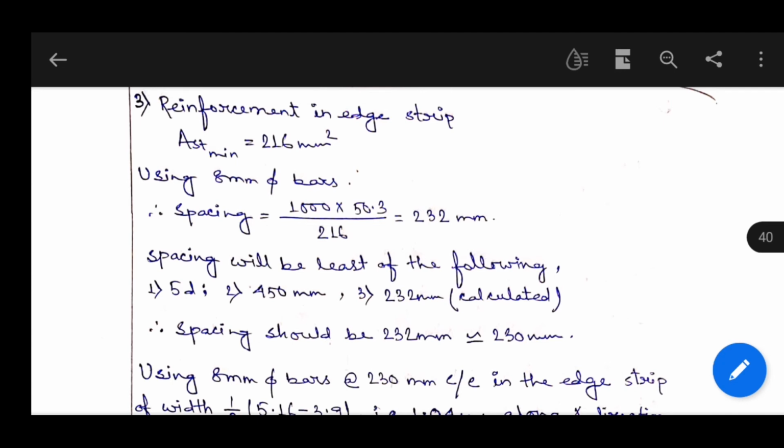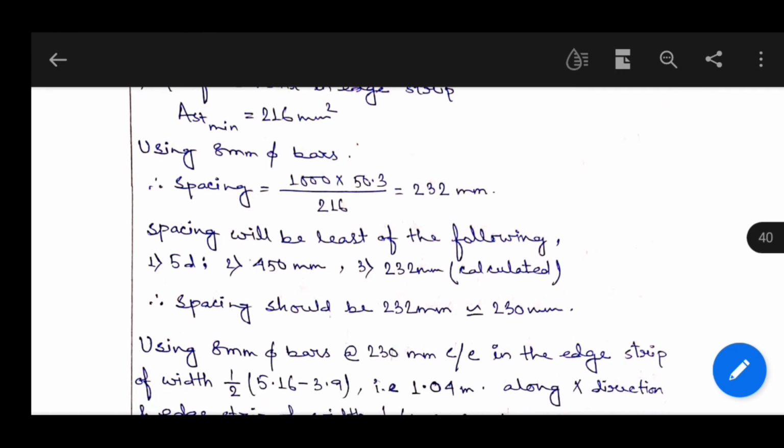So in each strip, we calculated just like distribution bar of one way slab. AST minimum is enough reinforcement for each strip. Okay, so we took area of steel as AST minimum, and spacing consideration is also like distribution bar of one way slab. That's why the spacing amount will be the least of these following, slightly different than the main reinforcement.